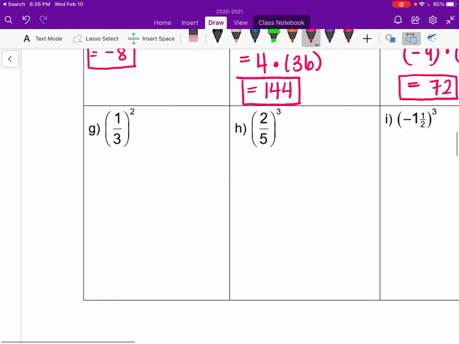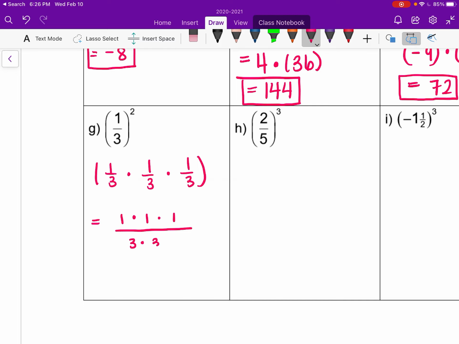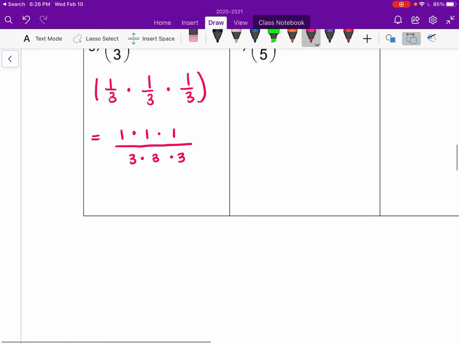Okay? Now, when you have something like this, it's saying 1 over 3 multiplied by 1 over 3 multiplied by 1 over 3. Right? That dot just means multiplied by. So I know when I'm multiplying fractions, I'm going to multiply all the tops together and multiply all the bottoms together. So 1 times 1 times 1 is just going to be 1. 3 times 3 times 3 is going to be 27. And that is my answer: 1 over 27.